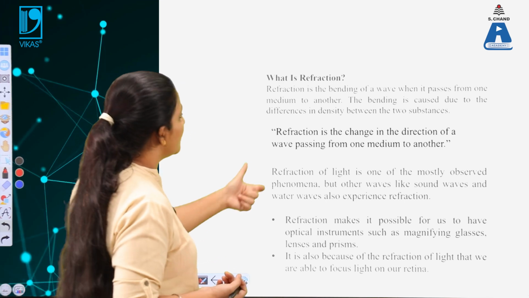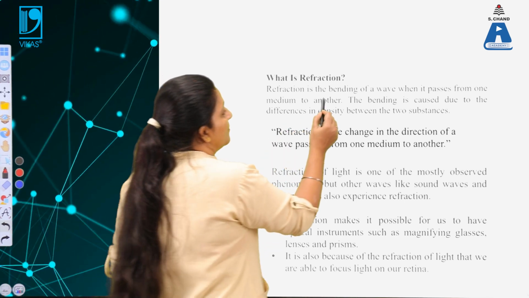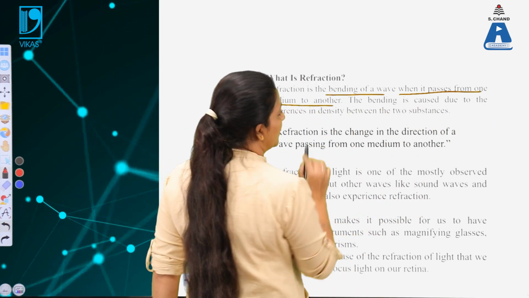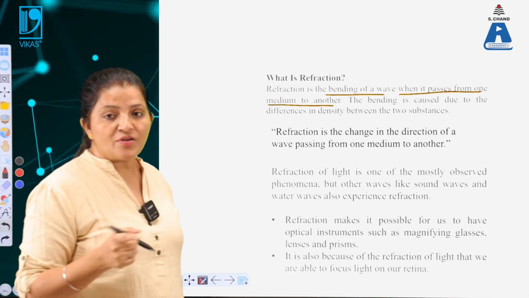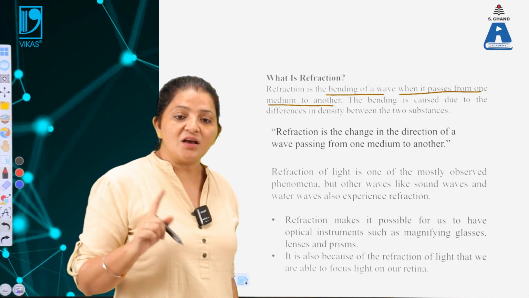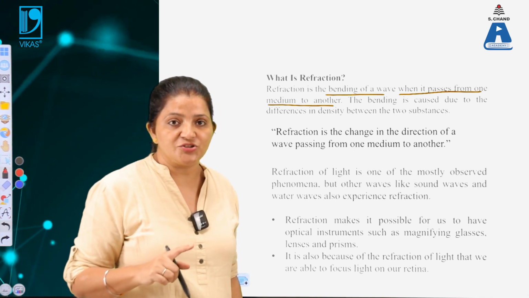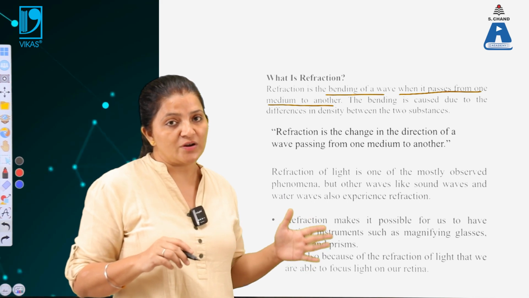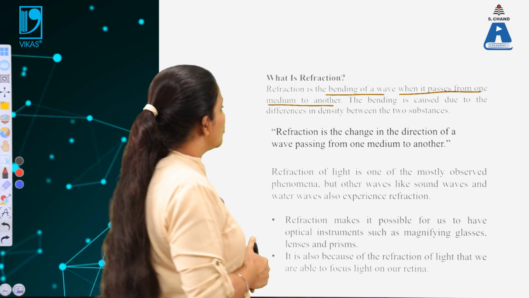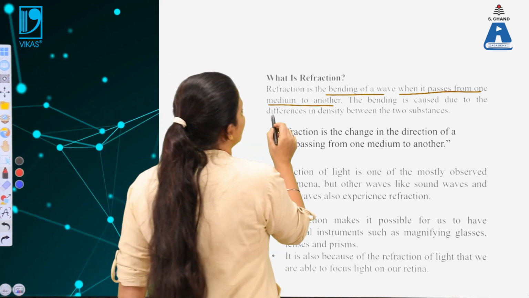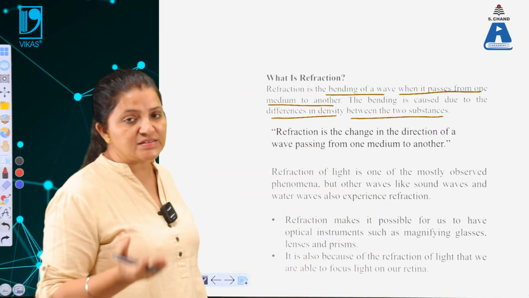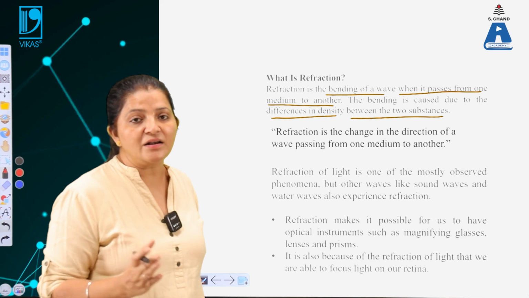Refraction is the bending of light or waves when it passes from one medium to another, and that bending will occur towards the normal or away from the normal depending upon the medium's density, whether the light is propagating from one medium to another with a higher density or a lower density. So this bending of the light is caused due to differences in the density between the two substances.